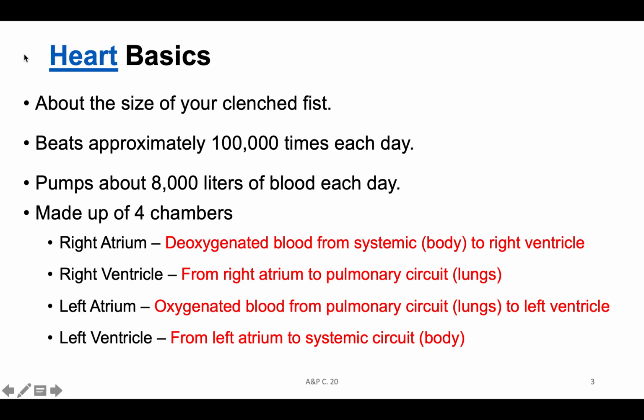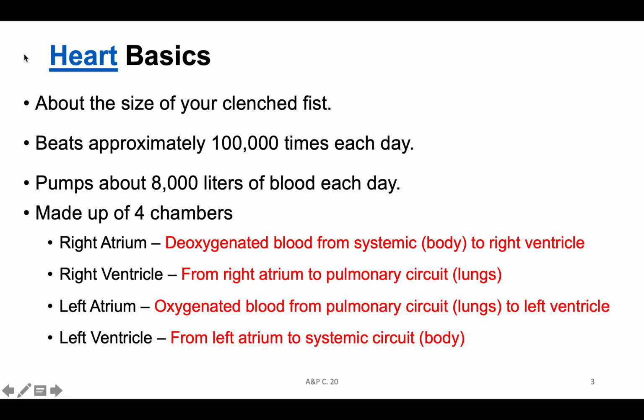So in order to beat properly and to distribute that blood throughout our body, our heart is made up of four chambers. The upper chambers are called the atrium. So you have a right atrium and a left atrium. And then the lower chambers are called the ventricles. And again, you have a right and left ventricle.